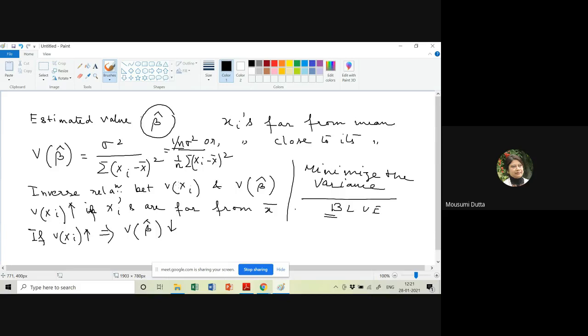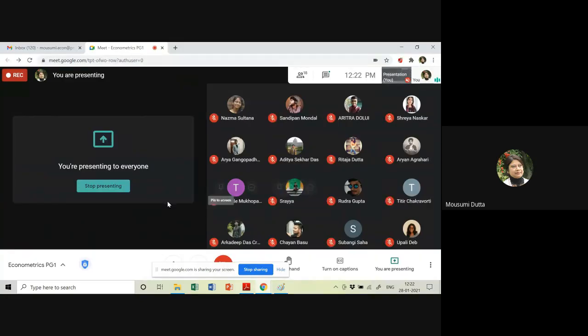So if xi's are far from their mean value, the variance of beta hat will be lesser, and therefore it will have more impact on the estimated regression coefficients compared to the situation when xi's are very close to their mean value. Any query, any question? Or are you understanding it perfectly? Is it okay to all of you? Yes, ma'am.